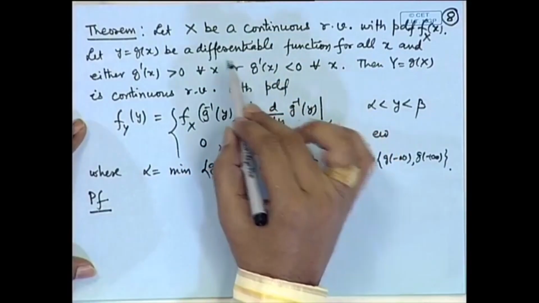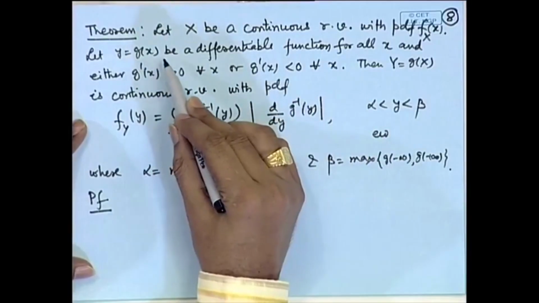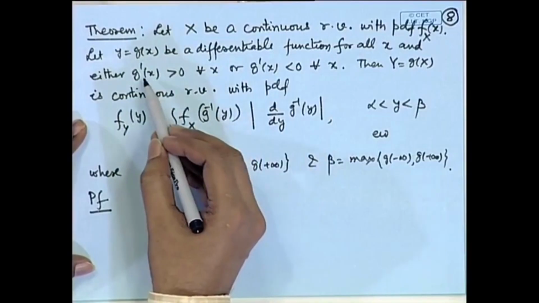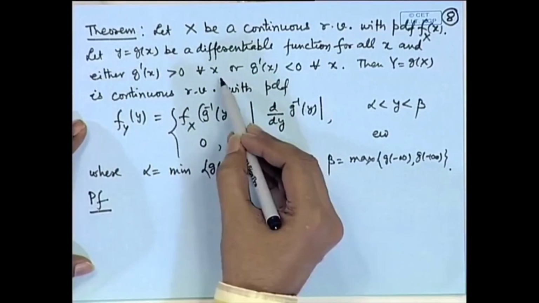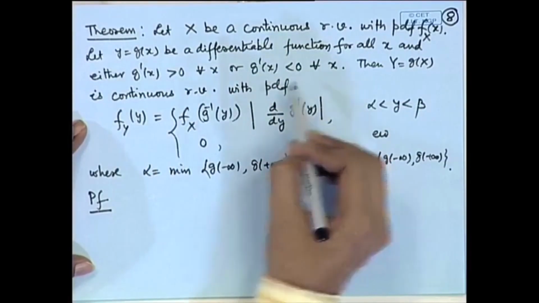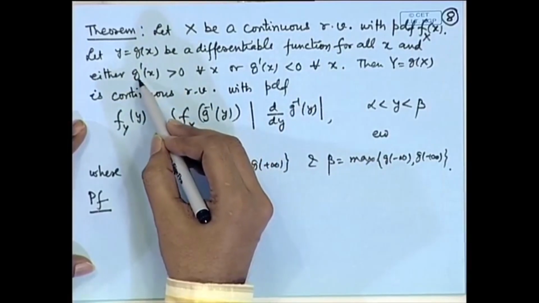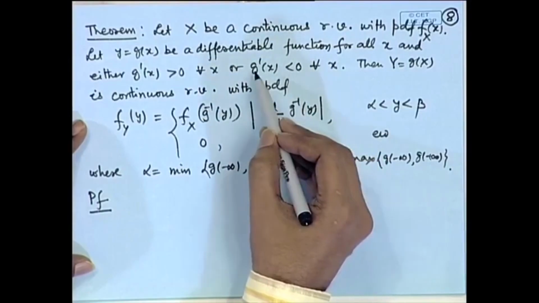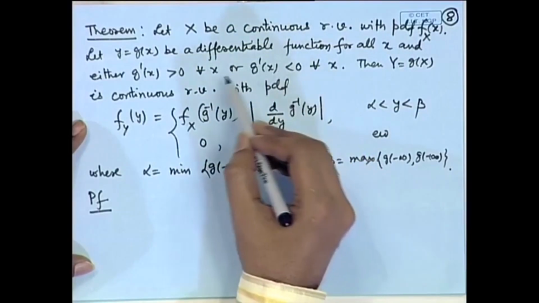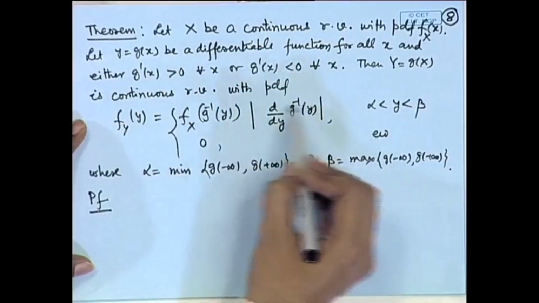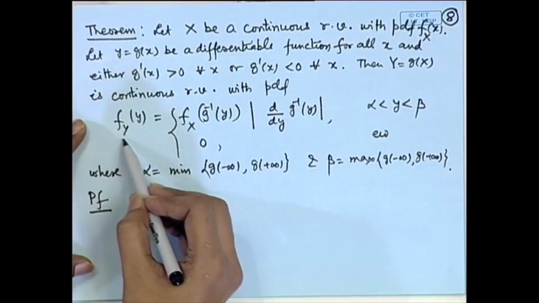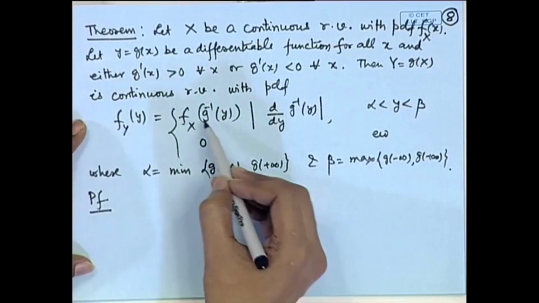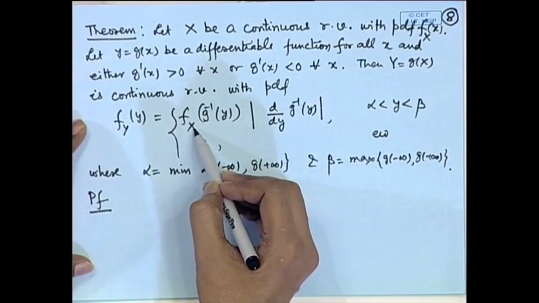Notice here the conditions. We are taking the function such that the function is differentiable everywhere and either the derivative is strictly positive throughout the range or strictly negative. This ensures that the function is strictly increasing or strictly decreasing. Also, it ensures that the function will be a 1 to 1 function. In that case, there is a direct formula for the determination of the probability density function of Y = g(X). It is described in terms of the density function of X itself.